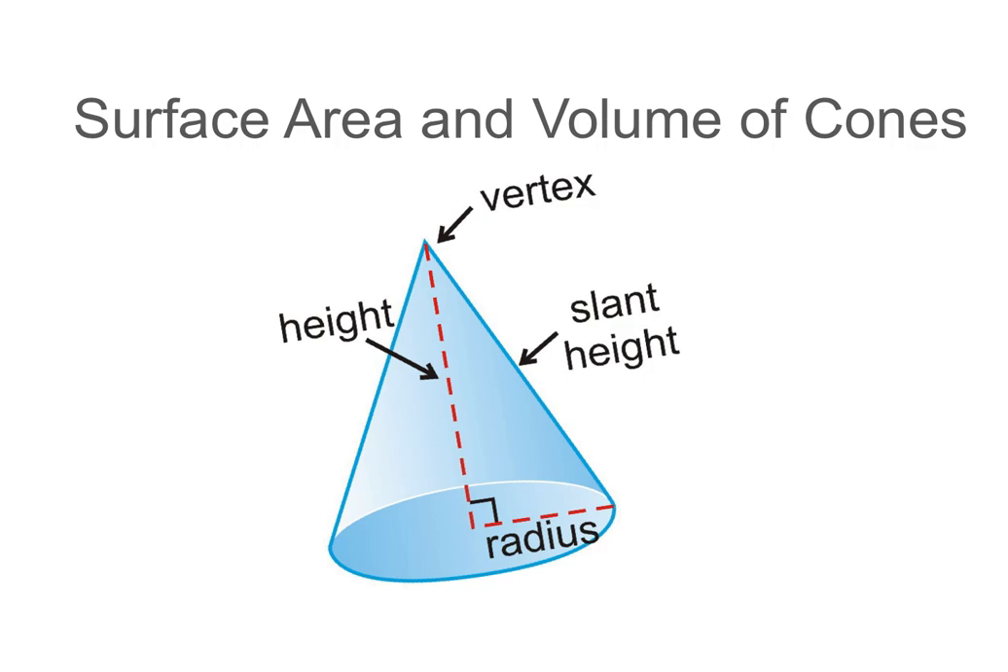A few things for you to note right away. The vertex is the point, so a cone is only going to have one vertex. The height is the line that goes from the vertex straight down through the center of the circle. The slant height is the distance over on the side, and the radius remains the same, being the distance from the center of the circle to the edge.